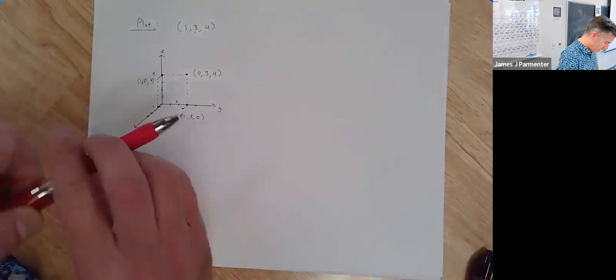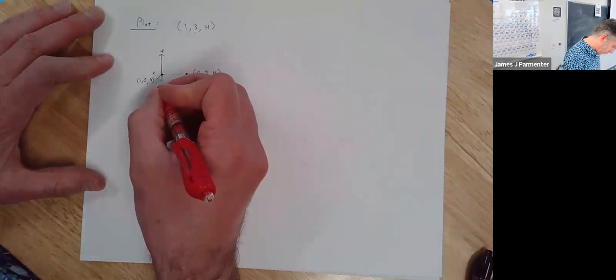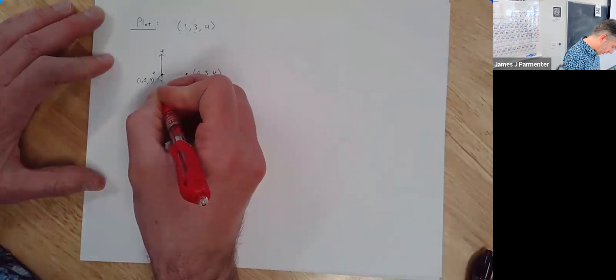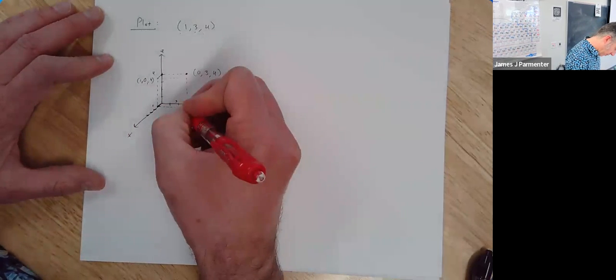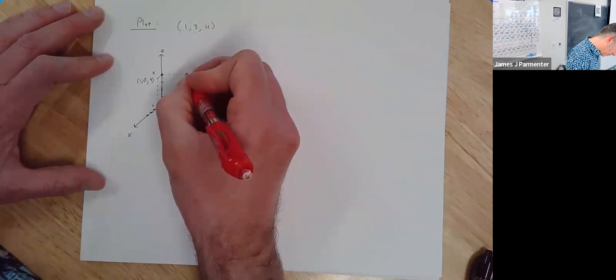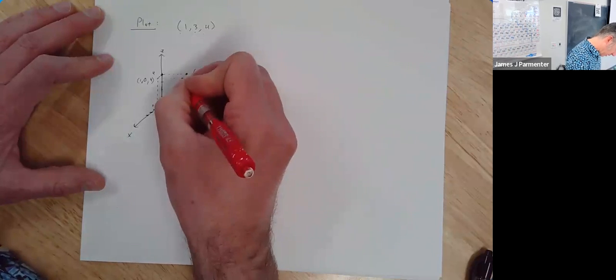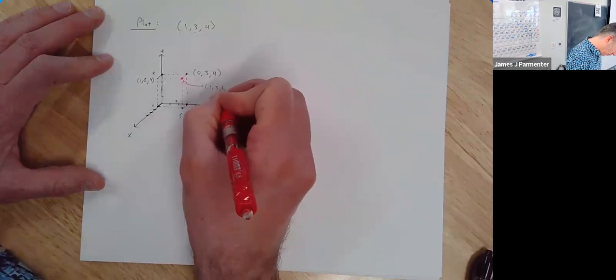And then from any of those points, I can kind of fill in the last part. So from here at the point 1, 0, 4, I'm going to go 3 to the right. Or from here, I'm going to go 4 up. Or from here, I'm going to go 1 in the x direction. And that point right there, that's your 1, 3, 4.